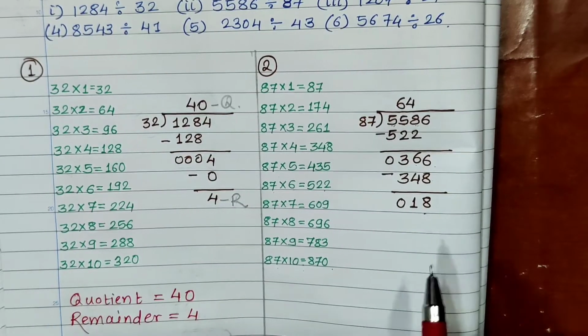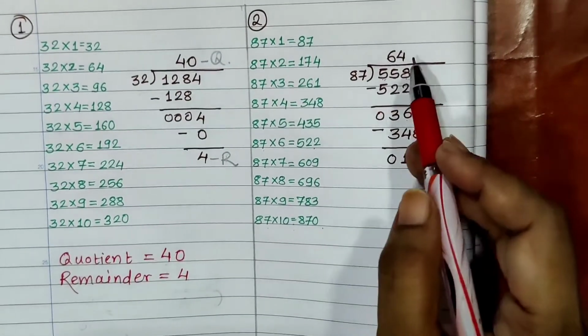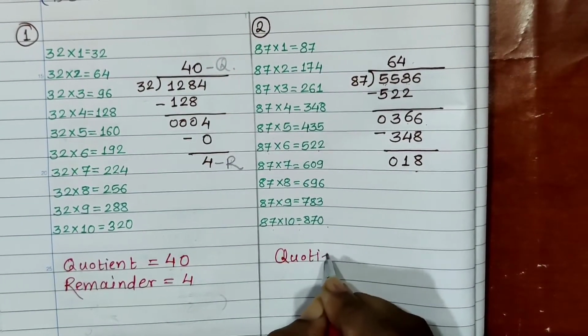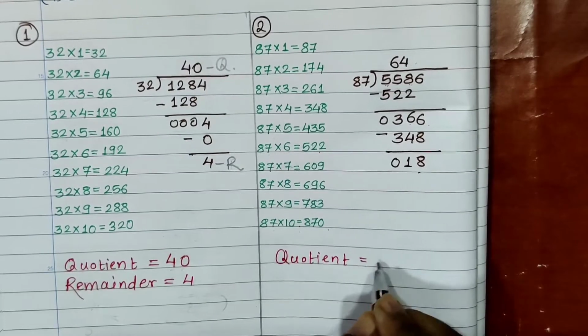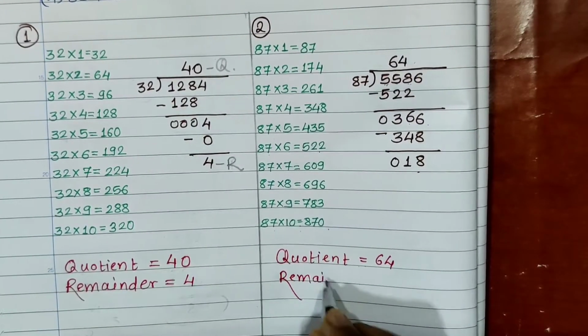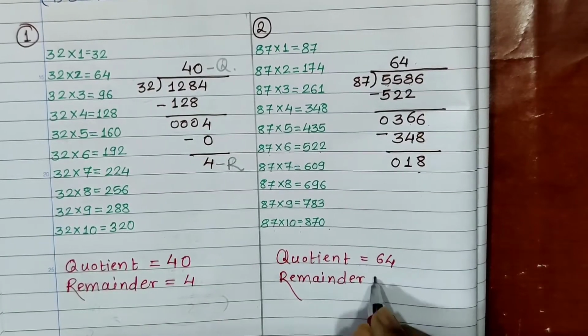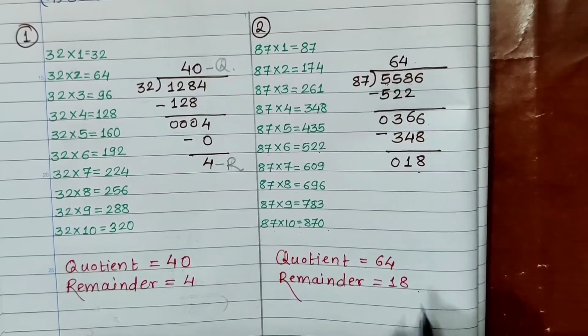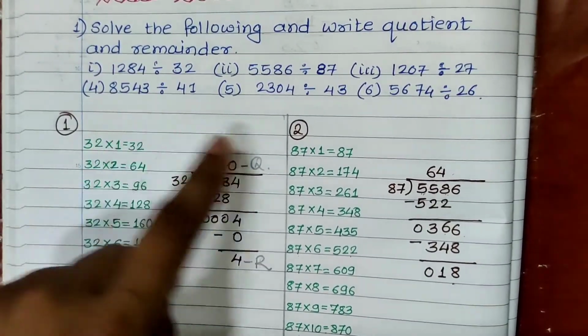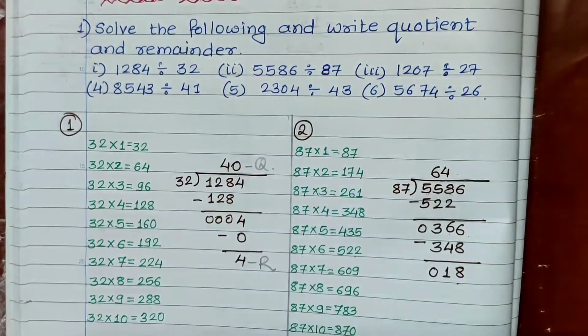So in this way you have to write the quotient and remainder. Quotient is 64 and remainder is 18. So I am going to write here quotient is equal to 64 and remainder is equal to 18. Now let us go on the next four sums, third, fourth, fifth and sixth.